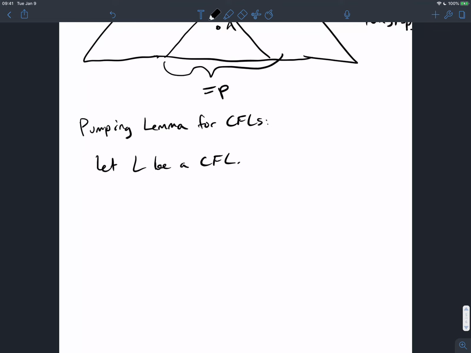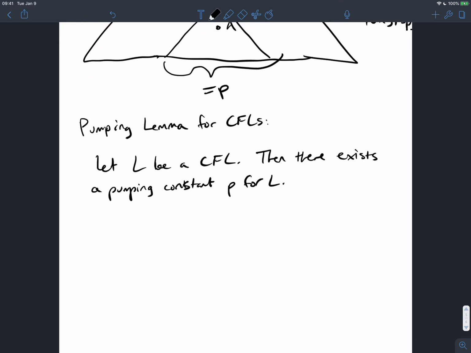There's this constant P for L. So then there exists a pumping constant P for L. So it's almost identical to regular. Well, what strings do we need to look at here? It's the same two criteria, which are longer than P and in the language.